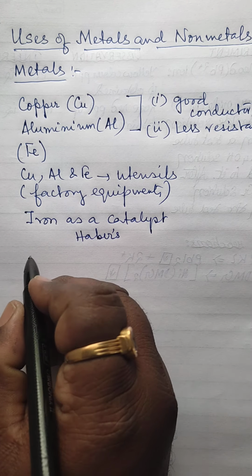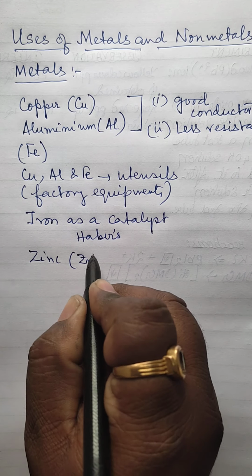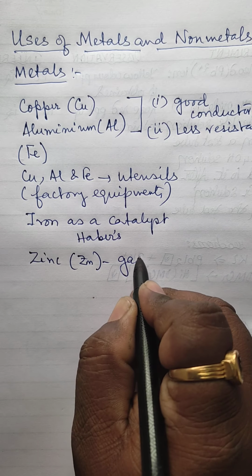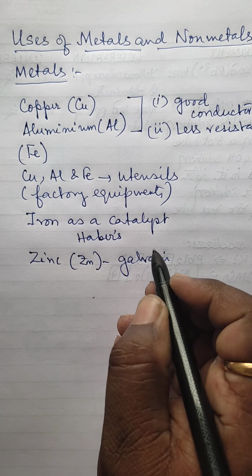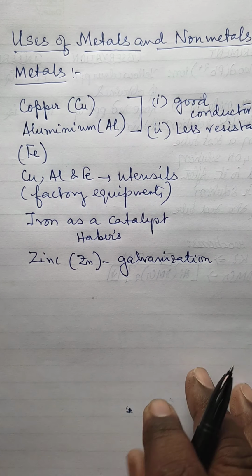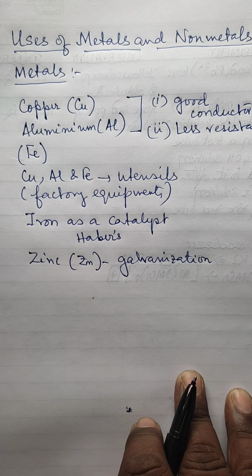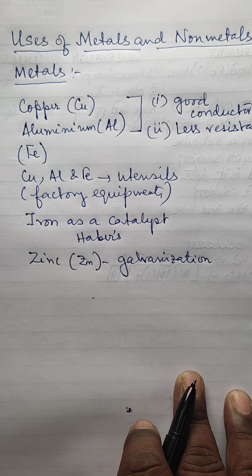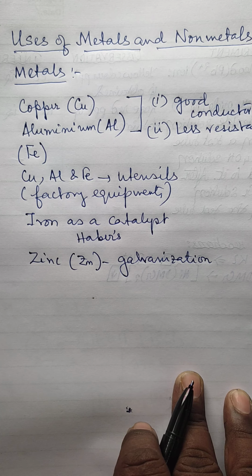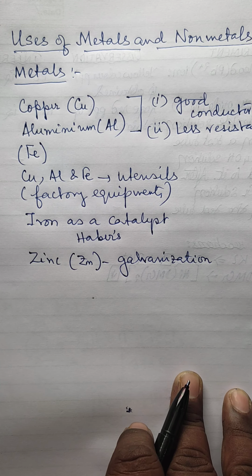After that, we have next metal, that is zinc. The symbol of zinc is Zn. It is used in galvanization. What is galvanization? Galvanization is a process in which iron article is coated with a layer of zinc, so that the article should not get corroded.